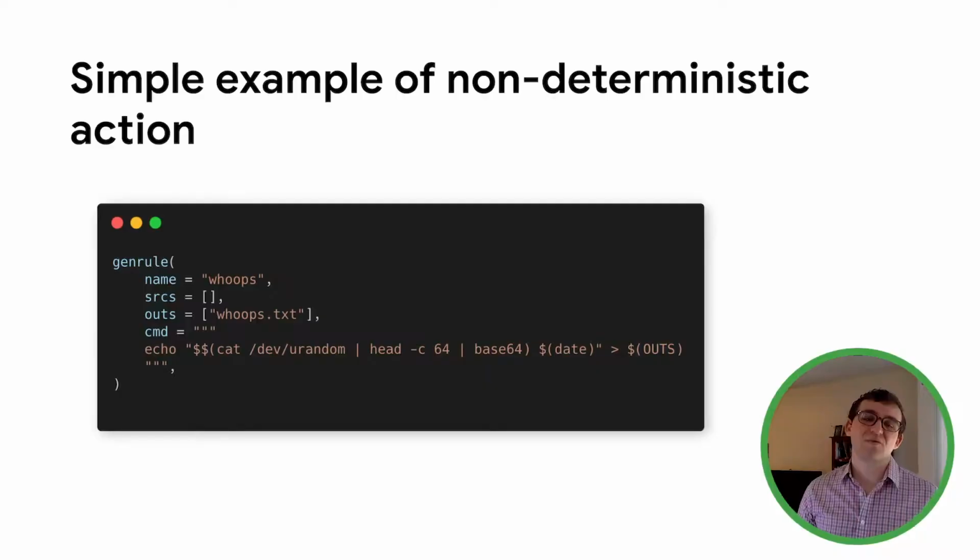Right? So here's a really simple example of a non-deterministic action. This is a genrule that is valid according to Bazel. It'll even work with sandboxing enabled. But if you get Bazel to run it twice, it'll give you two outputs for the same set of inputs. In this case, it's the empty set of inputs.